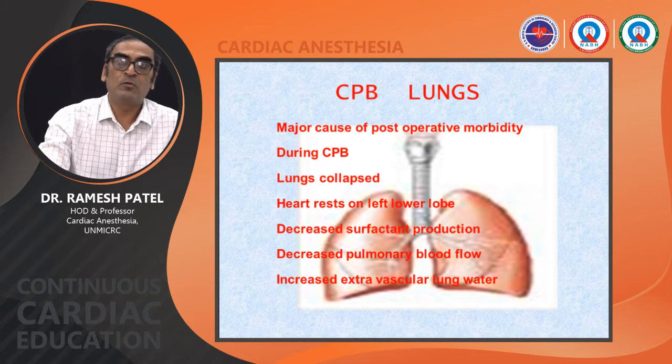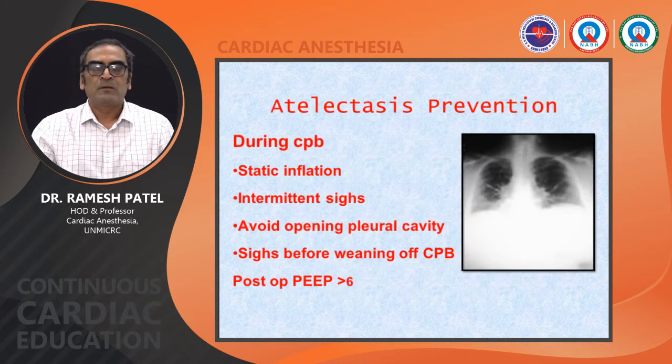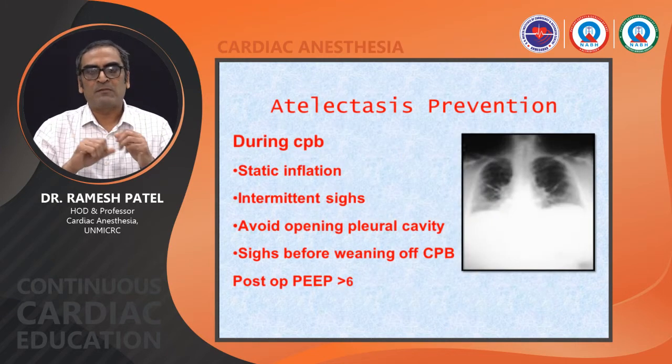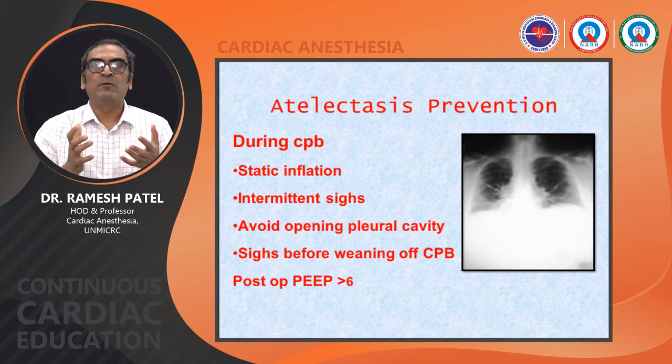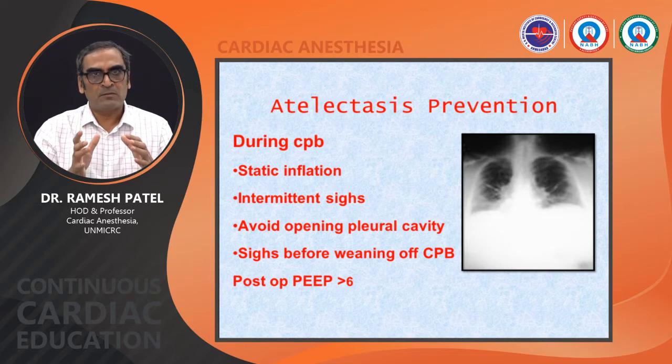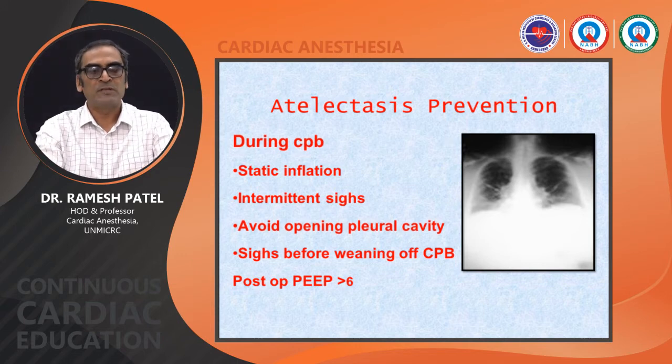And how can we overcome these problems? During cardiopulmonary bypass, we can do static inflation of the lungs, and apply intermittent sighs, and of course avoid opening of the pleural cavity. This is very, very important. Apply a sigh before weaning from cardiopulmonary bypass, and after cardiopulmonary bypass, apply PEEP to the ventilation, around 5 to 6 cm. That will be helpful in prevention of atelectasis.